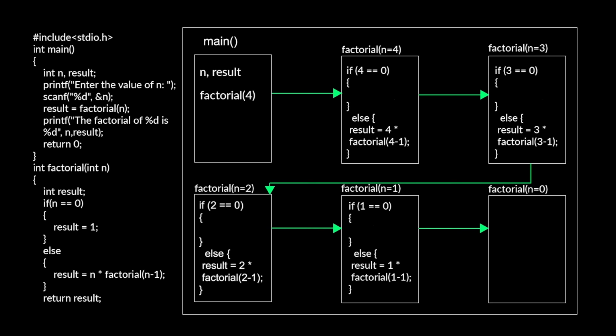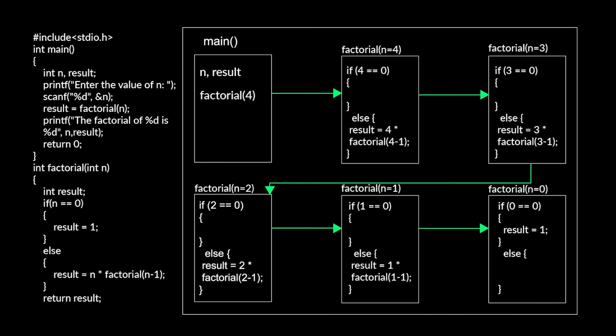Now you have to observe carefully. If 0 equal 0, here the condition is true. Now the else block will not execute. In all the previous method spaces, we have seen that the else block was executed and the if block was terminated. But in this case, the if block will execute and the else block will be terminated. So in the if block, result equal to 1. That means in the result variable, the value 1 will be stored.